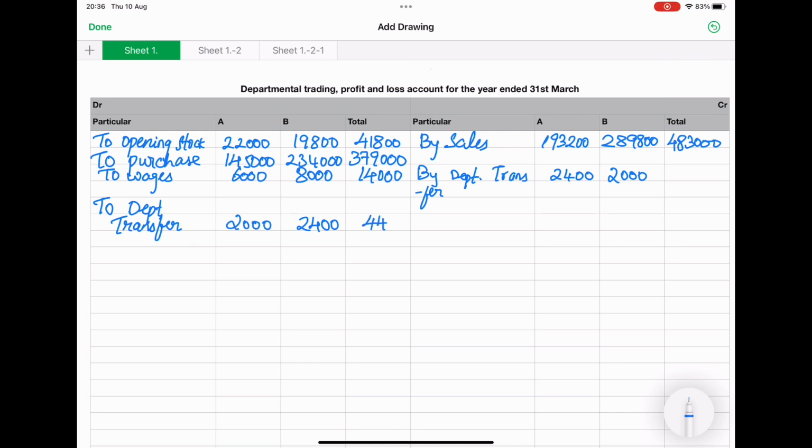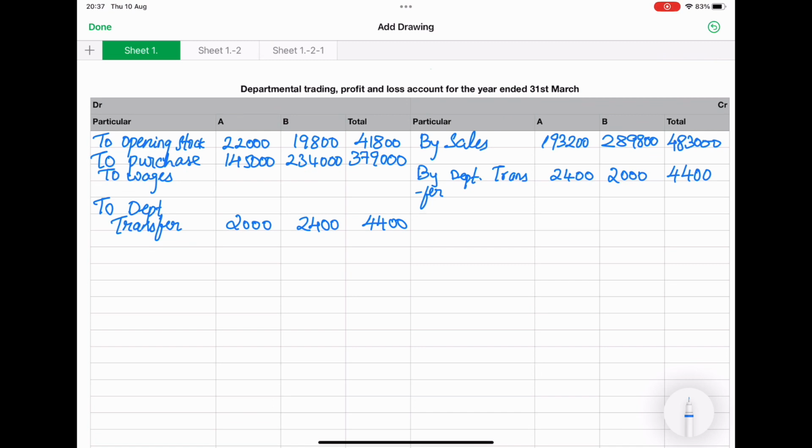If you add both, we are going to get 4,400 as your total. Next, okay, we have another. I missed it. Wages, they have given an adjustment, right? So we are going to change the values here. What have they given in the question? In the question they have mentioned service rendered by department A to B included in the wages.